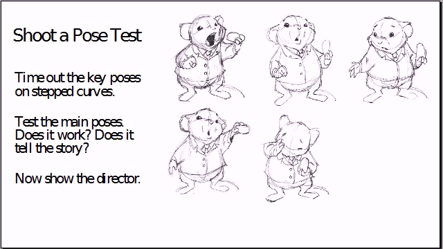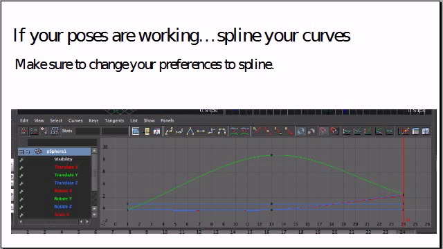And then finally you're going to shoot a pose test. So you have all your keyframes on stepped curves. You time out the key poses and ask yourself, are these poses working? Do these poses work? Are they telling the story? And then you can go ahead and, with any luck, show that to the director.